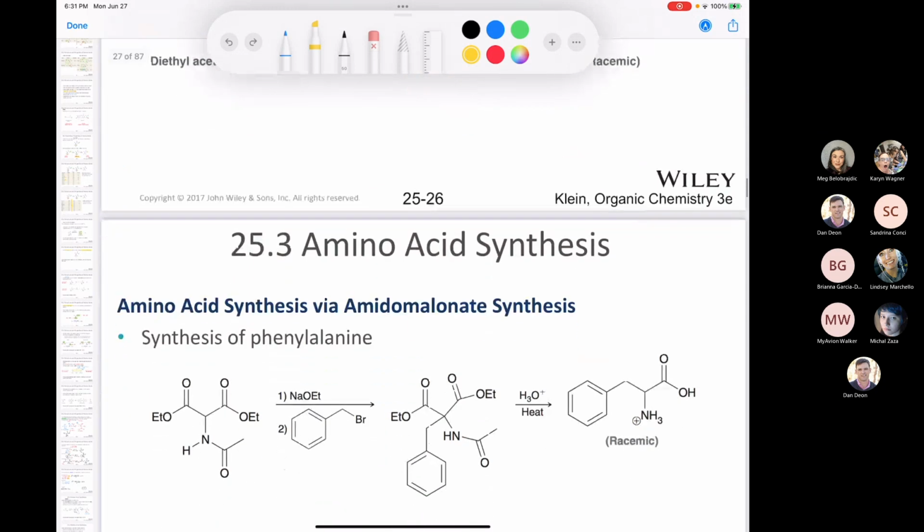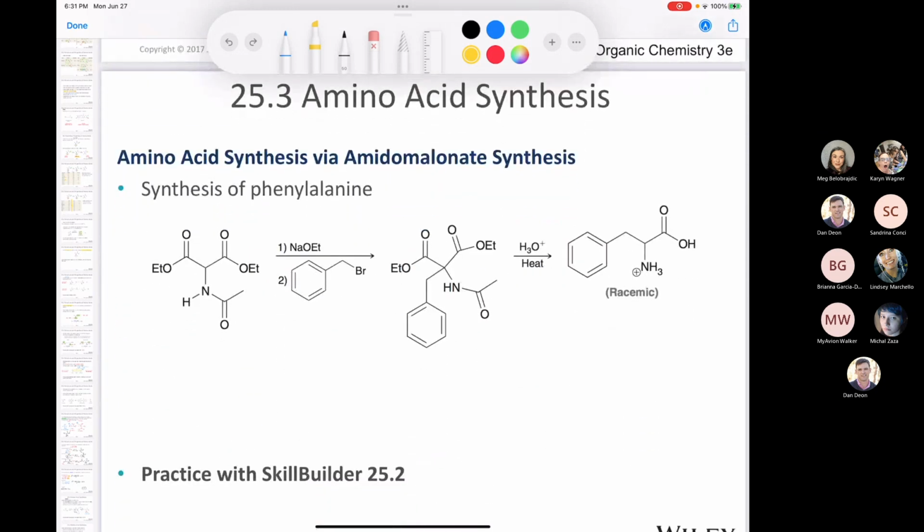Let's take a look at a specific example of the amidomalonate. If we take our diethyl acetamidomalonate, our starting material, we treat that with sodium ethoxide, then we hit it with benzyl bromide. Benzyl bromide is a very powerful electrophile, so we install the benzyl group. Now when we hydrolyze everything, you end up with everything that's left over inside this blue box. So what is the amino acid that we're going to have? We end up with a CH2 group here and an aromatic ring.